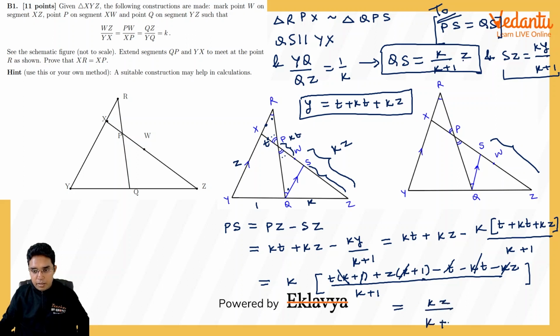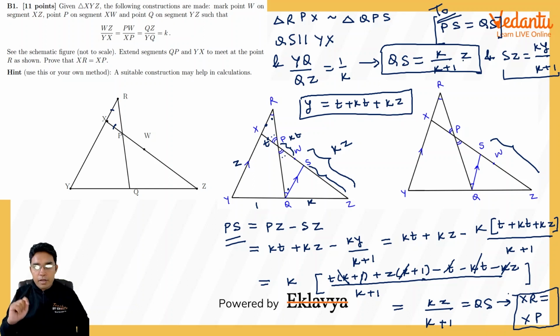So you can check that PS is coming out to be SZ, is coming out to be QS. And from this, using similarity or whatever you say, you can say this XR will be equal to XP, and that is how this is done using this BPT or geometry, you can say.